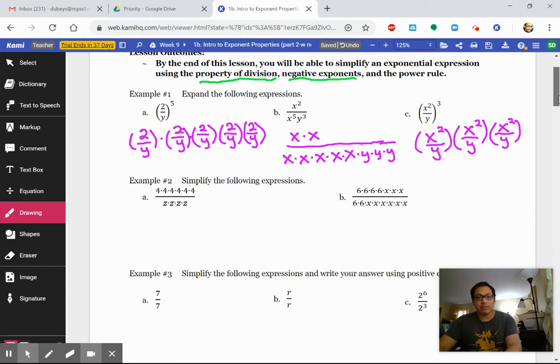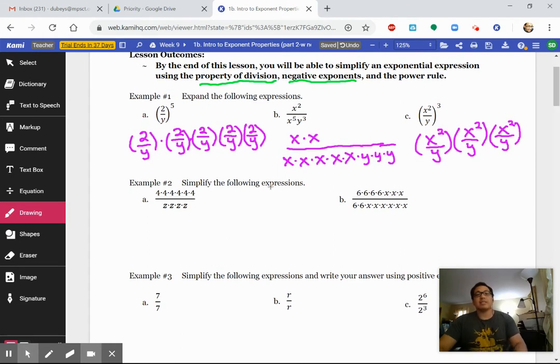Okay, what else do we have? Now let's talk about simplifying expressions. So we've got these expanded expressions. Let's talk about simplifying those, rewriting them back as an exponent. What exponents do we have here? We've got a bunch of 4s on top. How many 4s are being multiplied? 1, 2, 3, 4, 5, 6. So that would be 4 to the power of 6 on top, divided by z times z times z times z. That's z to the power of 4. There's 4 z's.